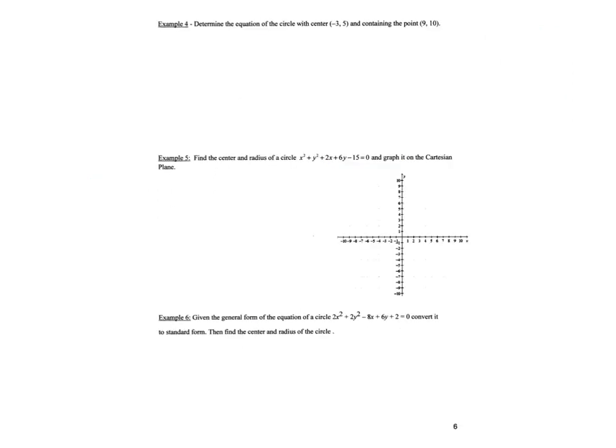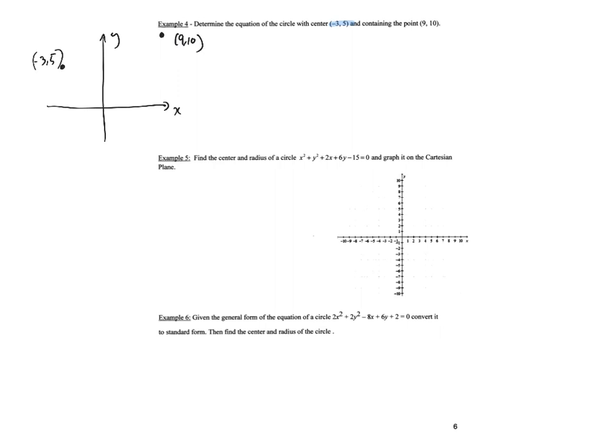In this next example, we're again being asked to write down the equation of a circle, but we're being given the information in a different way. We're being told what the centre is. It's the point -3, 5. So let's throw down a little sketch that will help us. -3, 5 is something like there. And we're told that we contain the point 9, 10. So 9, 10 is something like over here.